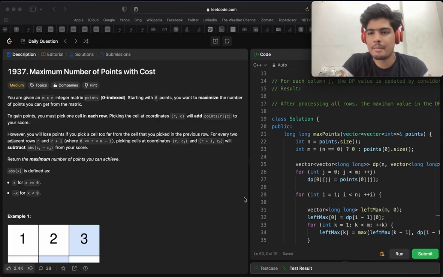So today I will be solving a problem which is maximum number of points with cost, Leetcode 1937. So let's see the problem statement. The problem is saying that we are given an n cross n matrix points, starting with 0 points. You want to maximize the number of points you can get from the matrix.